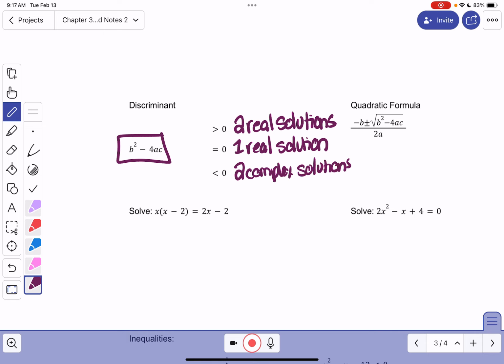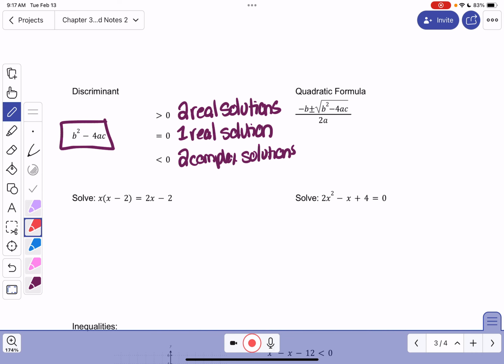So the purpose of doing the discriminant is to figure out what you should expect when you do the quadratic formula. The quadratic formula is what you do to get your solutions or your x-intercepts when you can't factor. So this will always work. Factoring will only sometimes work, so it's up to you how you want to do it. But in order to do the quadratic formula, your first step is to get your equation to equal 0.